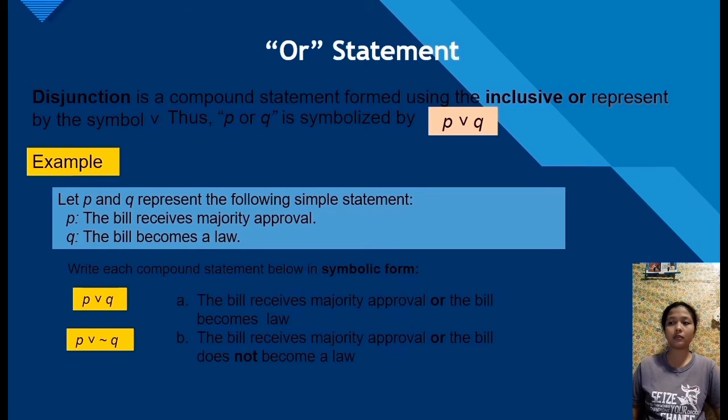And the compound statements in symbolic form are as follows. First statement: the bill received majority approval or the bill becomes a law. The symbolic form is P or Q. Second statement: the bill received majority approval or the bill does not become a law. The symbolic form of the second statement is P or not Q.